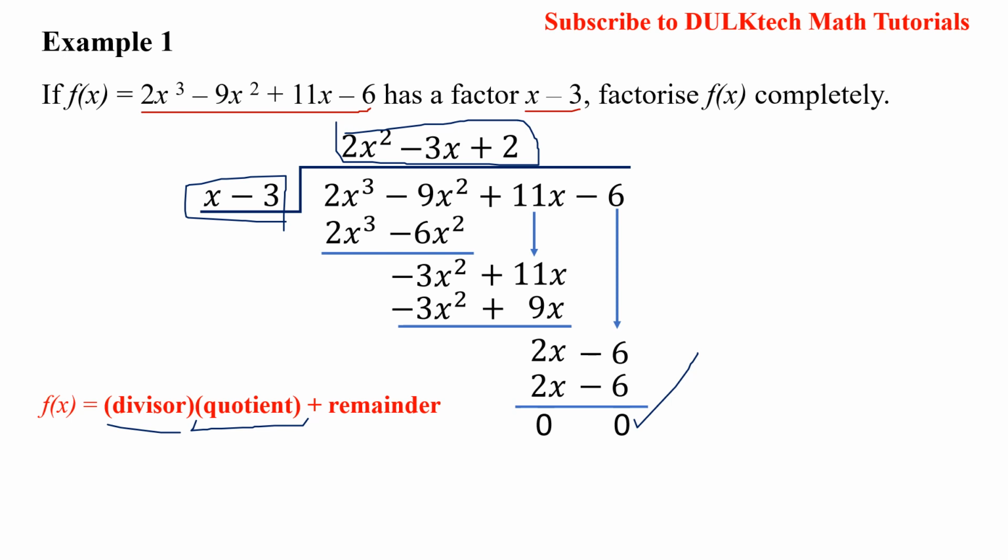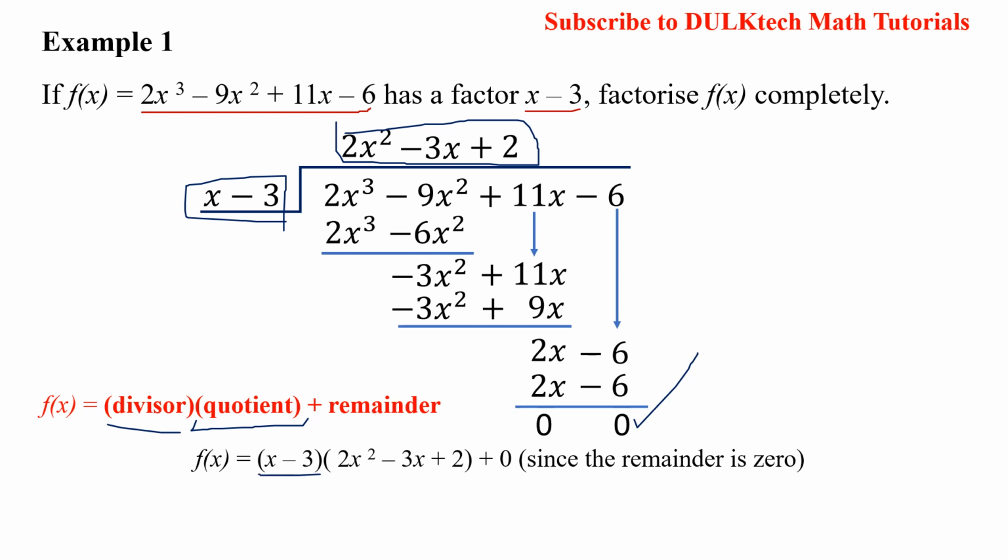So we are saying our f of x is equal to the divisor x minus 3 by the quotient 2x squared minus 3x plus 2 plus the remainder. In this case our remainder is 0. Here is our remainder. Right, we can simplify this further, where we'll be ignoring this 0. So we are saying our f of x is equal to x minus 3 factor of 2x squared minus 3x plus 2. And this is our final answer.